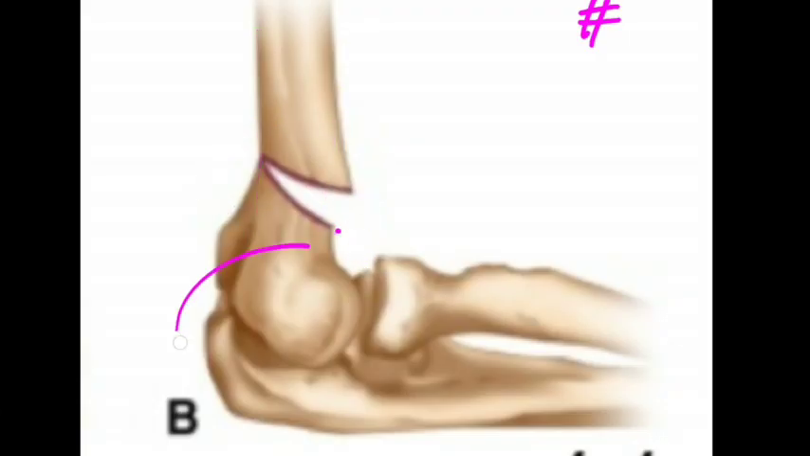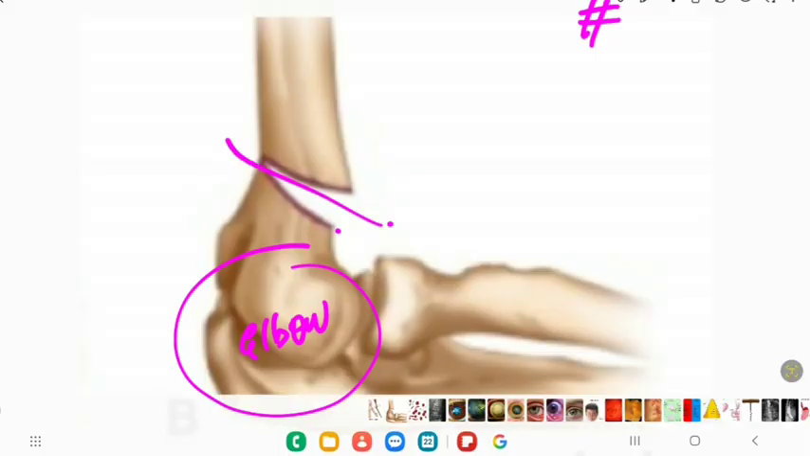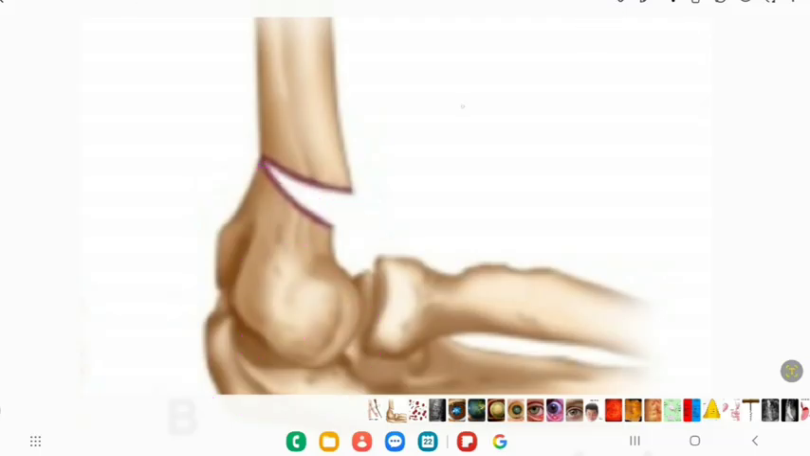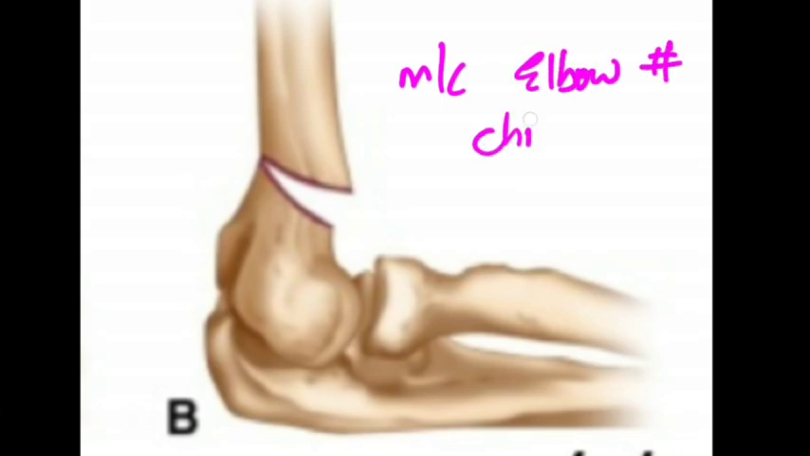So you can see this is the elbow, right? Just above the elbow, just above the condyles, if there is a fracture, I call it a supracondylar fracture. Remember that it is the most common elbow fracture in children. Supracondylar fracture is the most common elbow fracture in children. It usually happens when they fall on an outstretched hand.